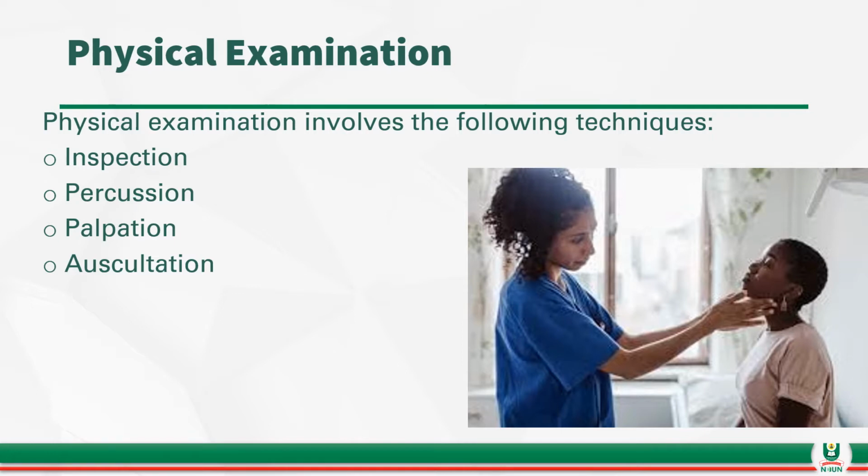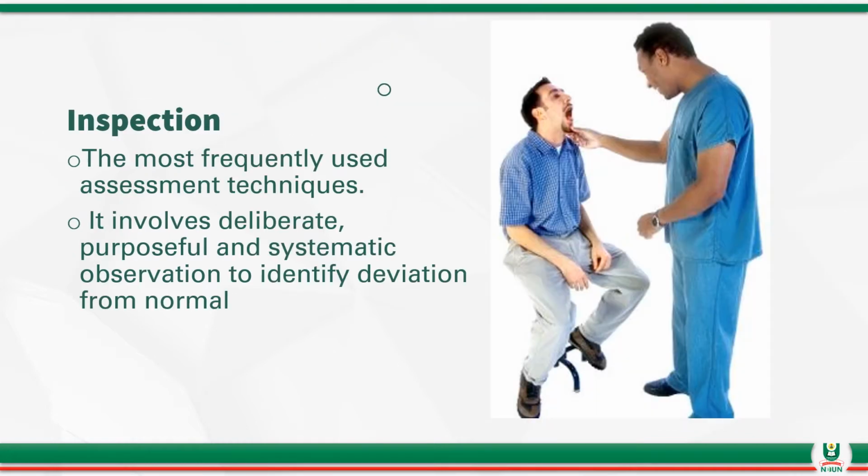Let's go on to the class proper. Take it one after the other. The first one is inspection. If you are performing the four physical examination techniques on an individual, that is the sequence you follow: first inspection, percussion, then palpation, lastly auscultation, except in certain situations where you will not follow that order, such as abdominal palpation in pregnancy. So first of all, we start with inspection.